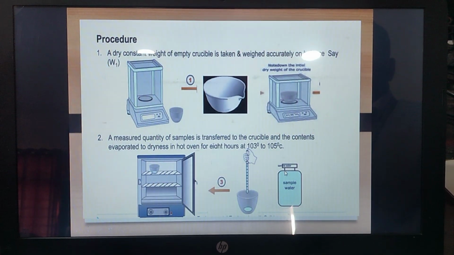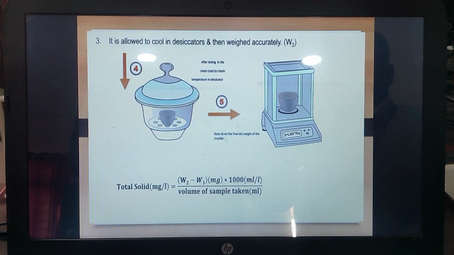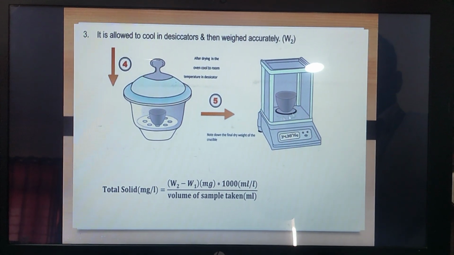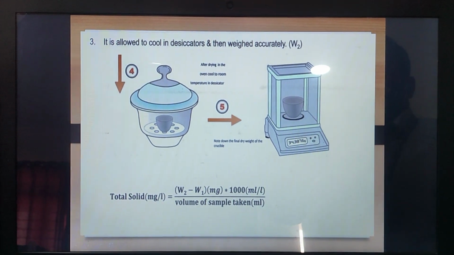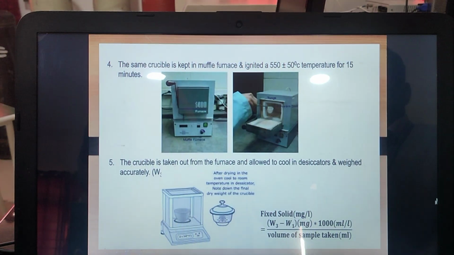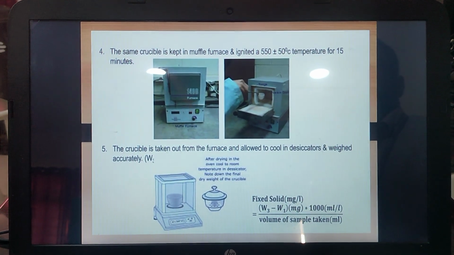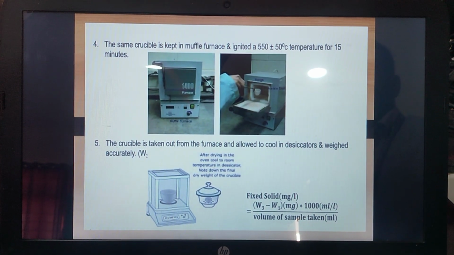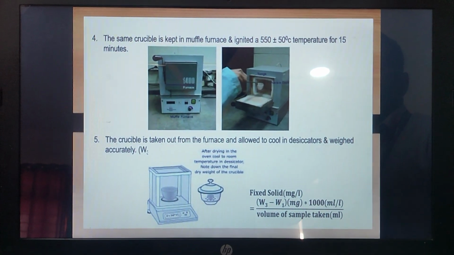So first we have taken W1 as the empty weight, and W2 is the weight after keeping it in the oven, where the remaining solids are deposited in the crucible and have to be weighed. Next, the same crucible is kept in the muffle furnace and ignited at 550 degrees centigrade for 15 minutes. The crucible is taken out of the furnace, allowed to cool in the desiccator and weighed accurately, that is W3.